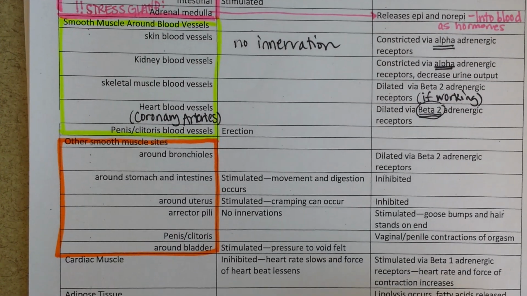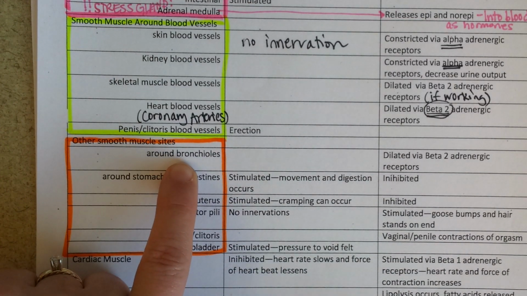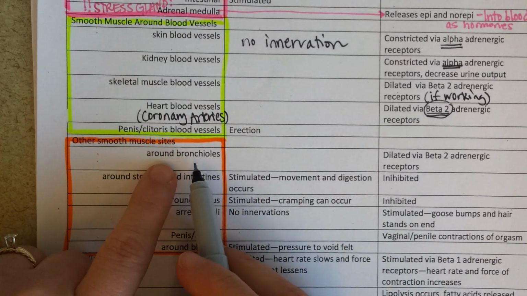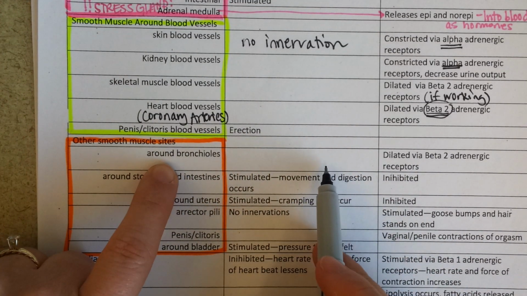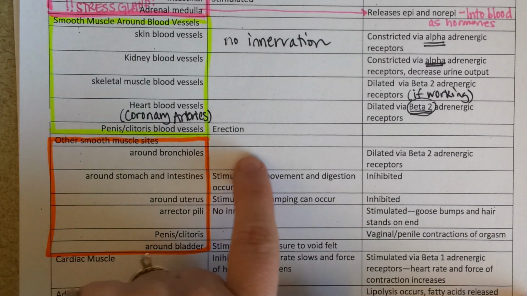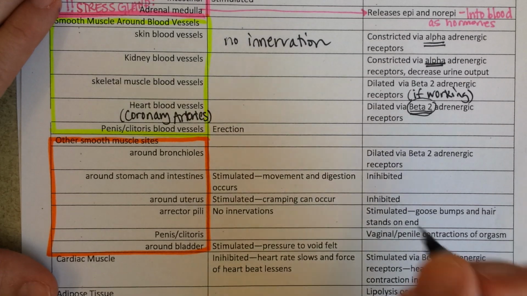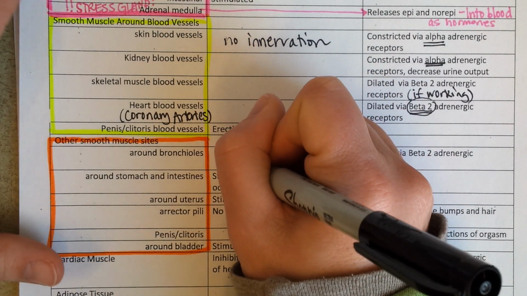Kind of just a catch-all down here for a bunch of different other areas. I want to talk specifically about the bronchioles. So they notice that there's no innervation here parasympathetically. That's actually not true. Whoops. It would cause a constriction of the airways. So I'm going to write that. Constriction.